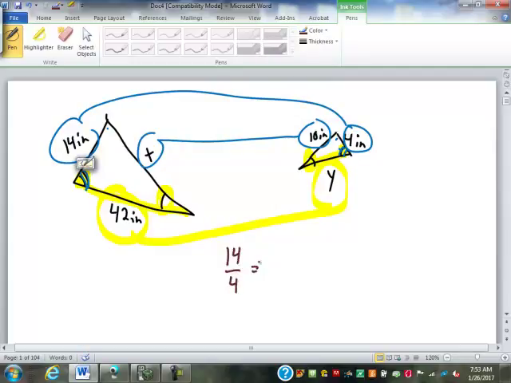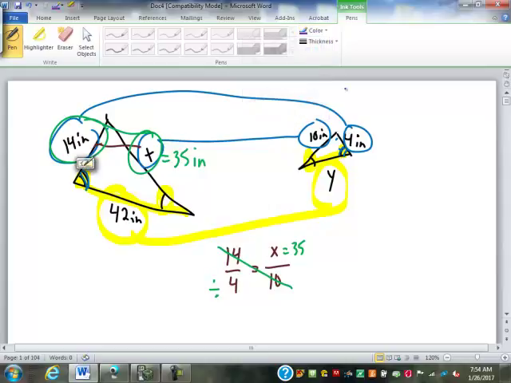It doesn't matter. If I'm looking for X, where's X going to go? Top or bottom? X goes with the 14, so it'll go on top. What goes on bottom? 10 is the corresponding side from the other figure. What's the reasoning for the X on top there? X is from the same figure as the 14, so it has to go with the 14. So now we cross multiply. 14 times 10 divided by 4 is 35. So X is 35. What unit goes on there? Everything else is in inches. That has to be inches.